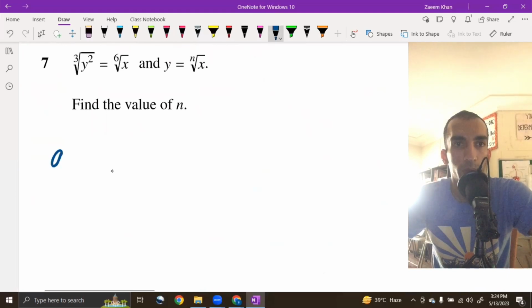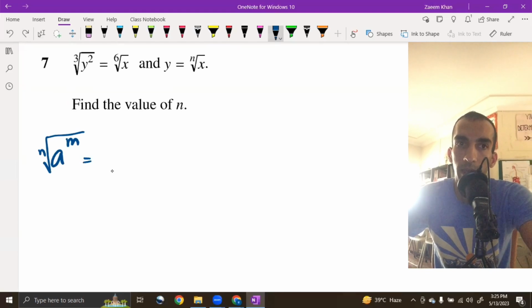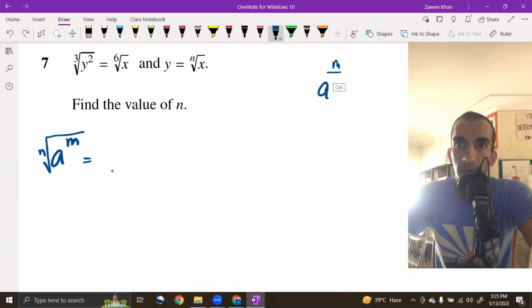Do you remember something that looks like this? What can we change in this form into? This is what do you call it? A radical sign. The square root sign, another name for square root sign is a radical sign. How can I change this radical sign into a fractional index form? Fractional index form basically kind of looks like this. One value over another.